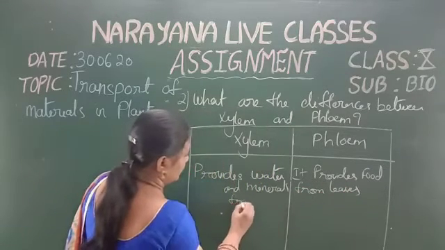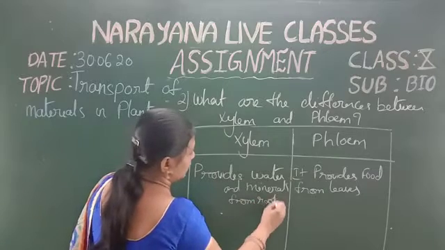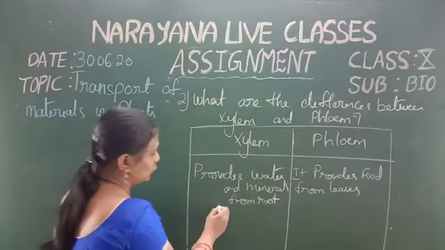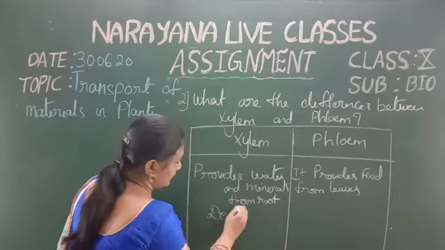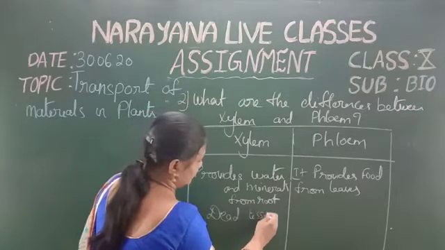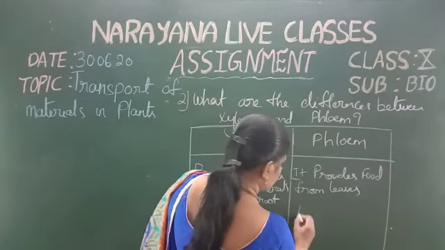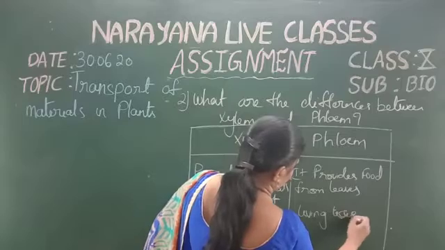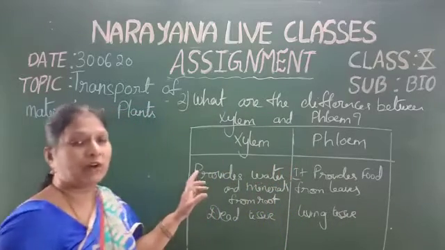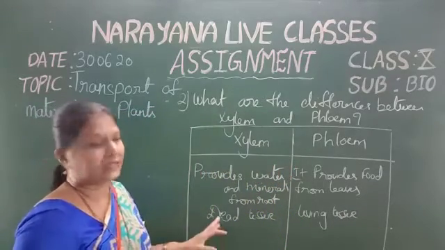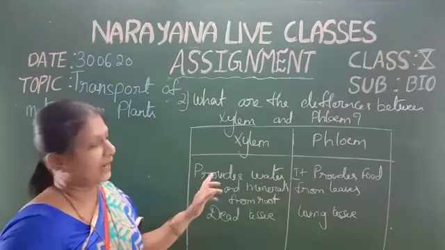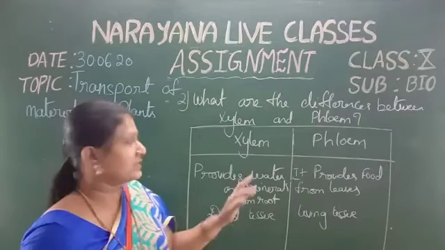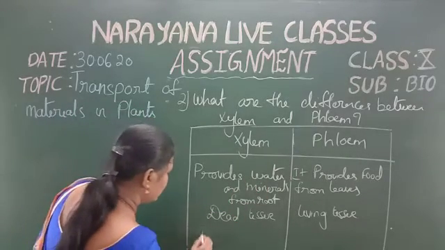Phloem provides food from leaves. Xylem is a dead tissue. Phloem is living tissue. Xylem provides mechanical strength to the plant, whereas phloem does not provide mechanical strength to the plant.